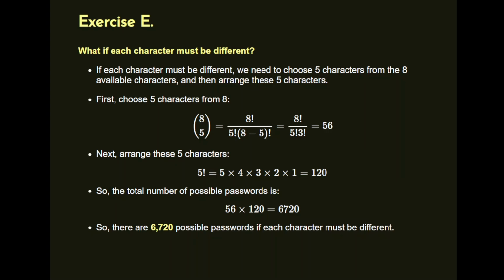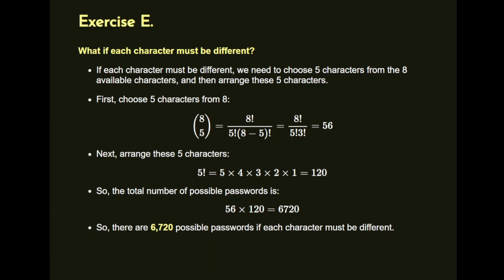That is 8 factorial divided by 5 factorial times (8 minus 5) factorial, so 8 factorial divided by 5 factorial times 3 factorial. Essentially it works out to be 8 times 7 times 6 times 5 factorial divided by 5 factorial times 3 factorial. The 5 factorials cancel out, so we're left with 8 times 7 times 6 divided by 3 times 2 times 1. That cancels out with 6, so we are left with 8 times 7, which is 56. There are 56 ways we can choose 5 characters from 8.